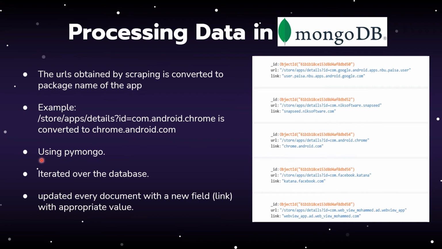The extension we're using is called PyMongo. After this, we'll be iterating over the whole database, and each document will be updated with a new field, link, with the appropriate value, that is, the ID number. So each URL or link, which is called a document here for our reference, will be processed and given a different number, so that it does not collide or clash with other application links.